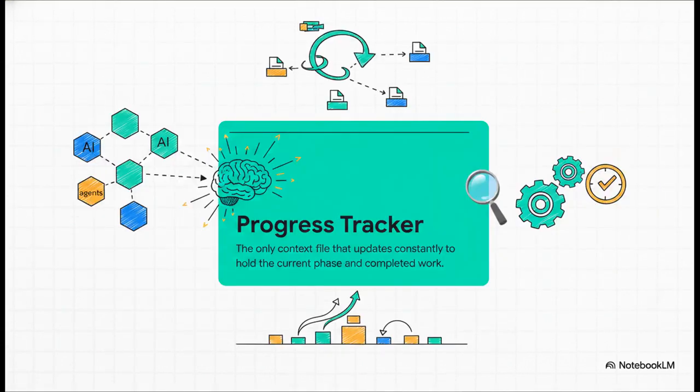But the real secret weapon here is the progress tracker. We all know AI agents inherently lack memory between sessions, right? Well, by requiring the AI to read and update this specific file at the start and end of every single task, you completely cure its amnesia. It instantly knows exactly what was just built and what needs to happen next. It's a total game changer.